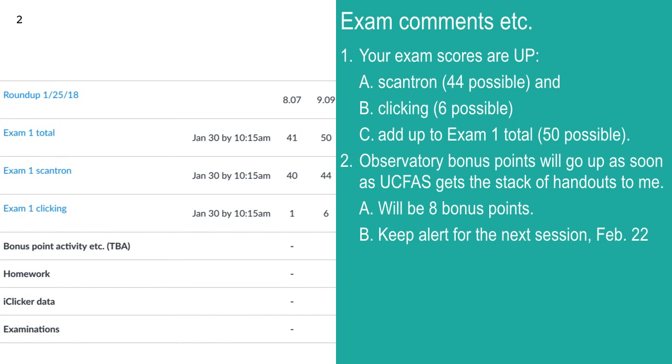If you didn't make it last night and you would like to, there's a possibility that February 22nd will be your next opportunity. It depends on the weather. Everything depends on the weather.